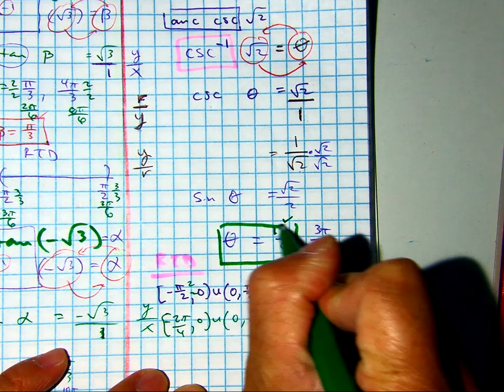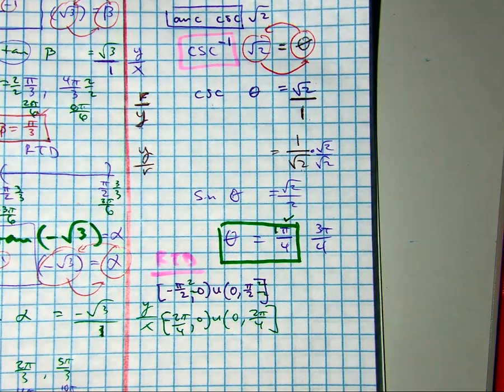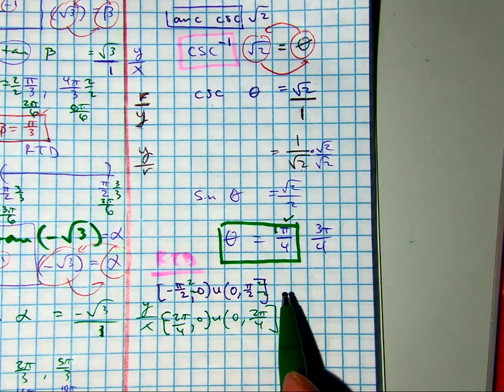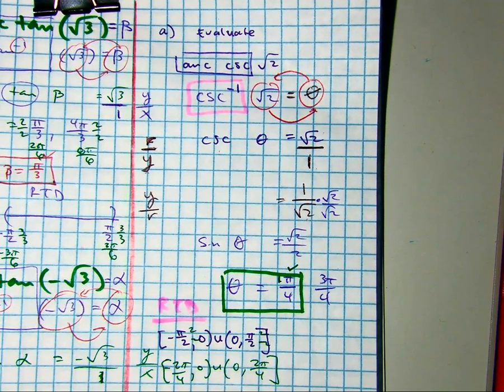A lot of students are asking, why are you subtracting or adding 8? Remember, a full rotation is 360 degrees, or 2 pi. 2 pi is equivalent to 8 pi over 4. And this is how we took the inverse of cosecant.